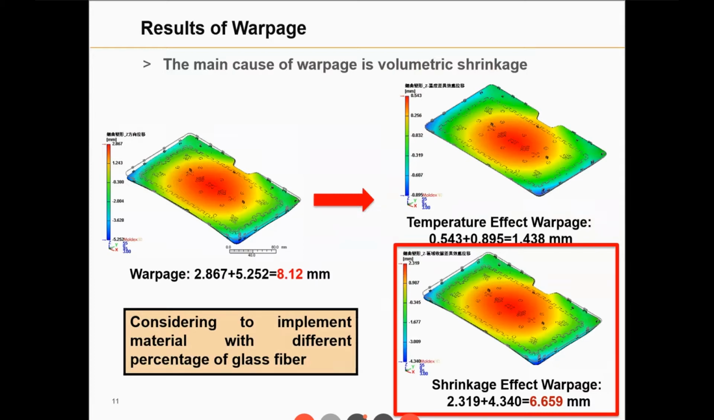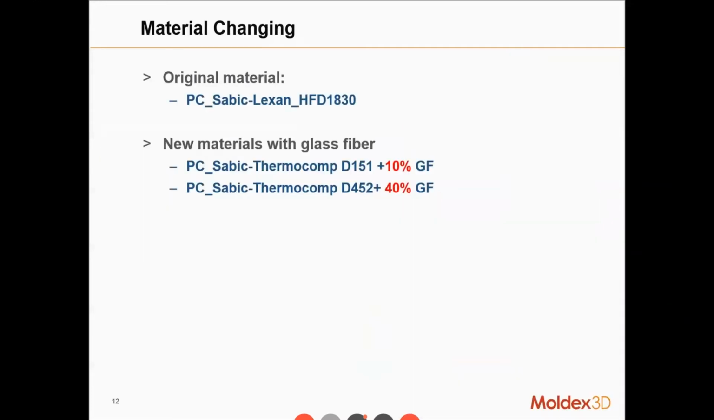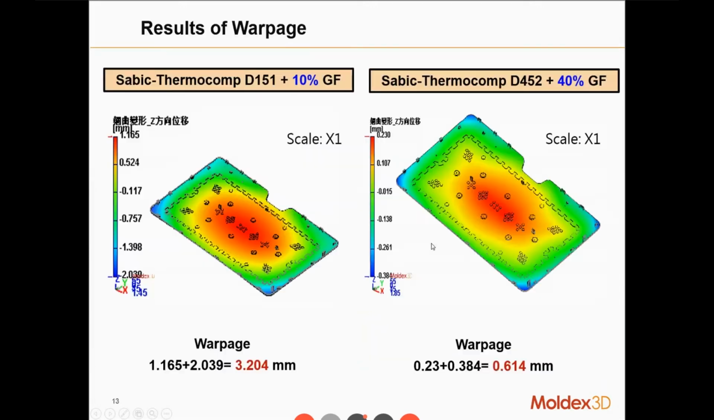So they consider implementing materials with different percentages of glass fibers to enhance the fiber orientation effect. They choose two new materials with glass fiber: D151 plus 10% glass fiber, and D452 plus 40% glass fibers.